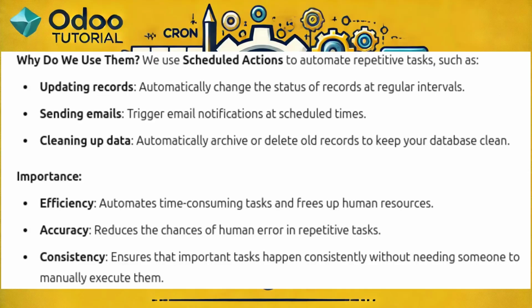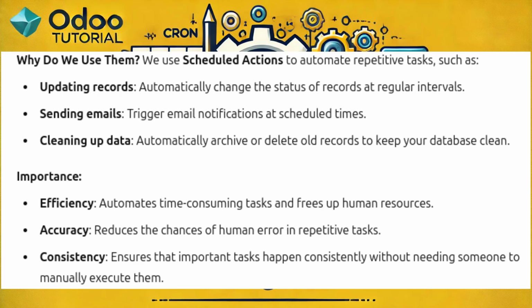Why do we use them? We use scheduled actions to automate repetitive tasks such as updating records, sending emails, and cleaning up data. Importance of cron jobs and scheduled actions: efficiency, automates time-consuming tasks and frees up human resources. Accuracy, reduces the chances of human error in repetitive tasks. Consistency, ensures that important tasks happen consistently without needing someone to manually execute them.